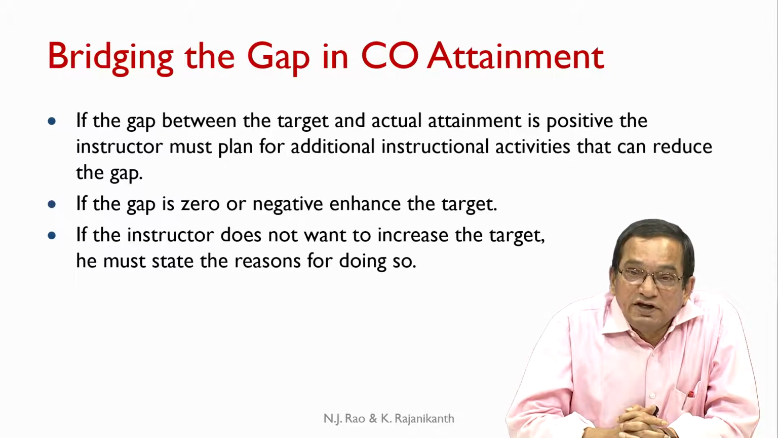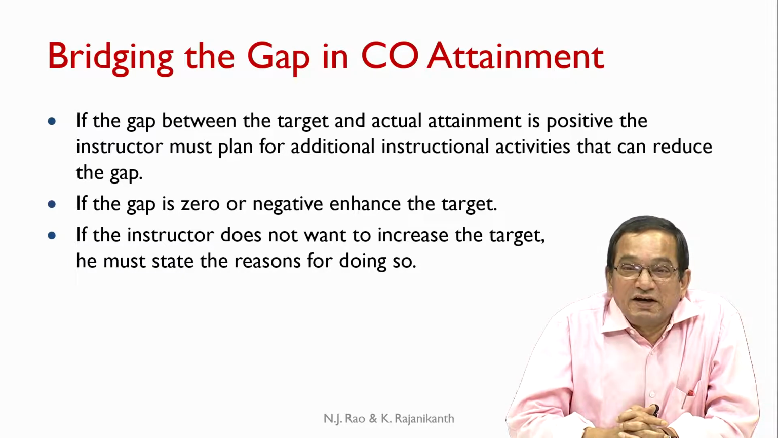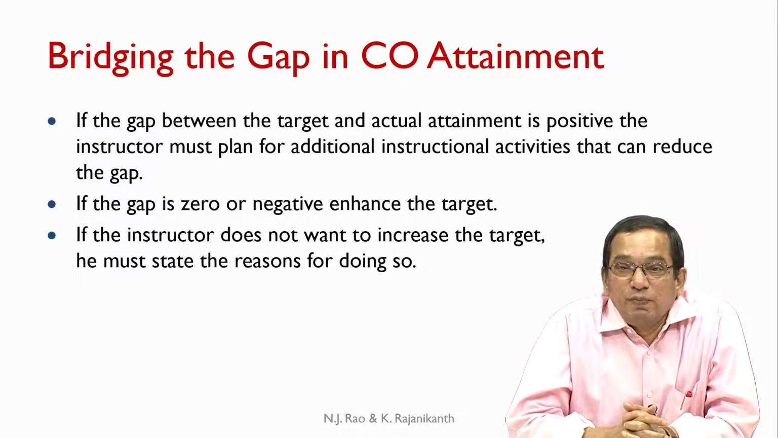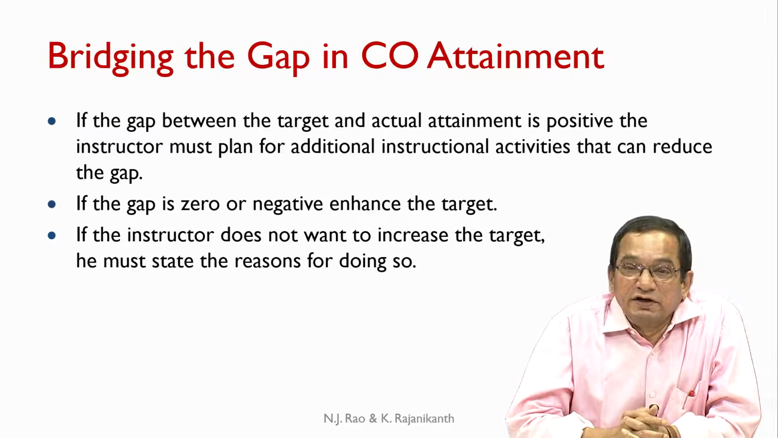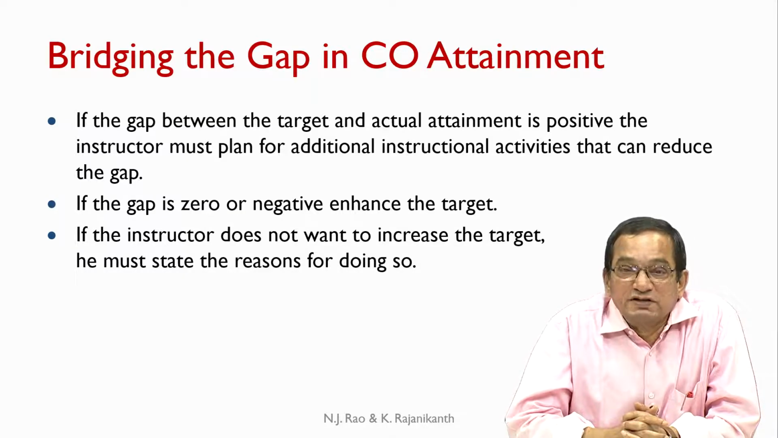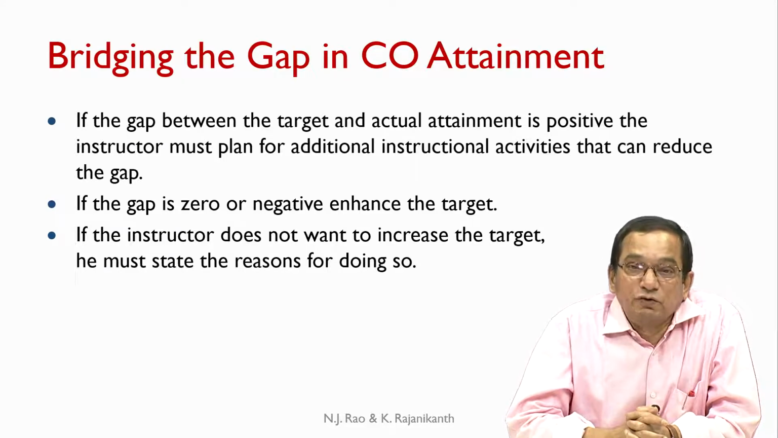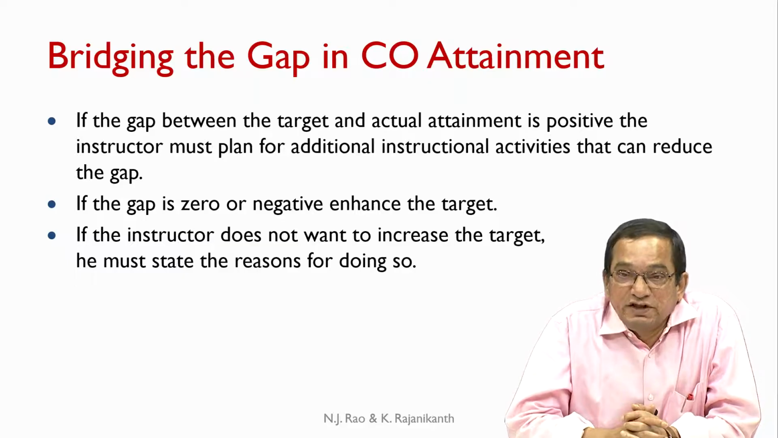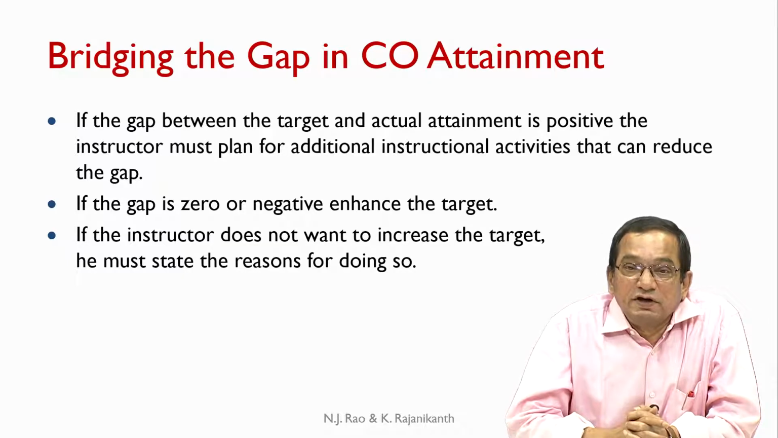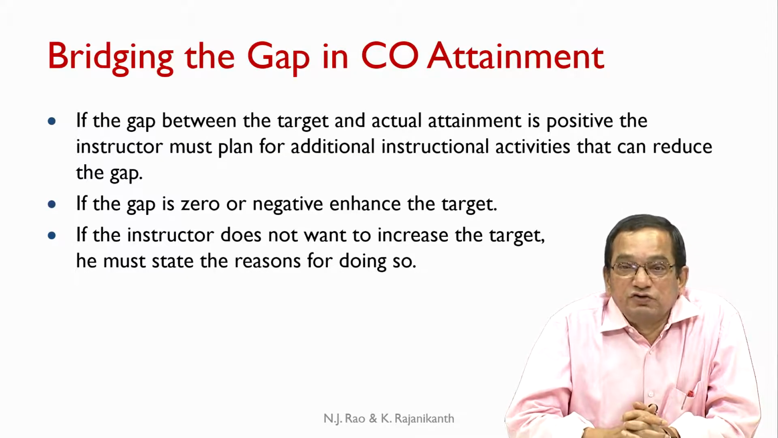It is also possible that the instructor may wish to keep the target the same even when it is achieved, and if that is the case, the instructor has to state the reasons for doing so. Maybe for this batch we have attained it, but we are not very sure whether the instructional delivery is okay for the next batch also. So, we would like to see for one more batch, and if we are able to attain the set targets even for the second batch, then we would like to enhance the target. It is possible that the instructor has some reasoning like this for retaining the same target level, but if so, the instructor must state those reasons.